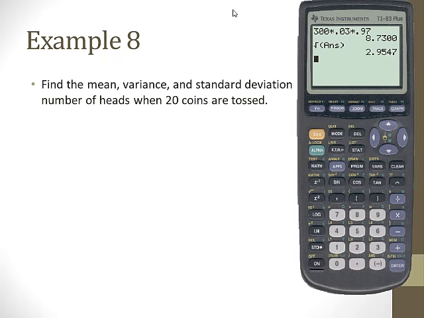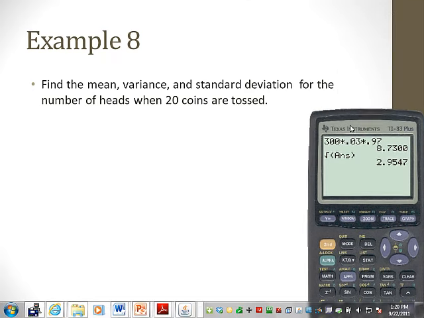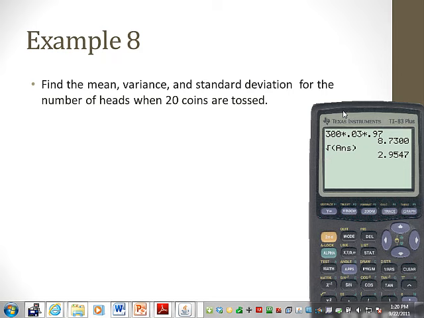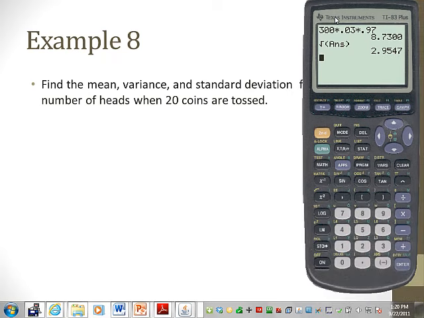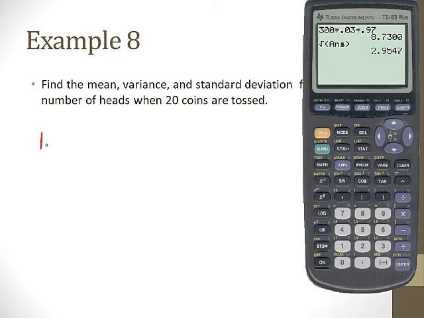See if you can do this one on your own. Find the mean, variance, and standard deviation for the number of heads when 20 coins are tossed. Okay, welcome back. So the mean, hopefully this is clear, right?